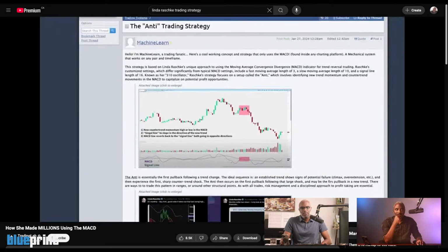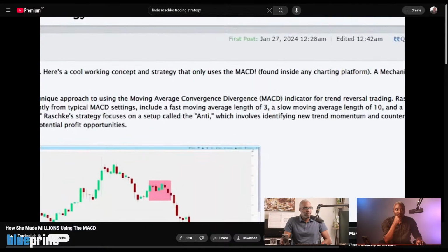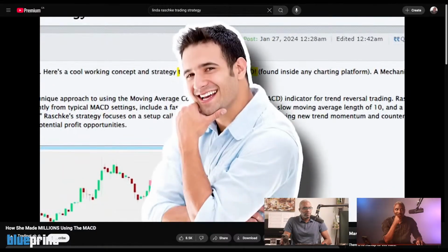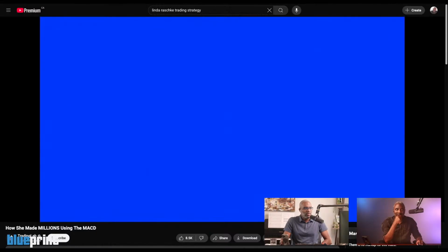And how she finds the specific move is purely with the MACD. So let's add it to our chart. To do this, go to TradingView.